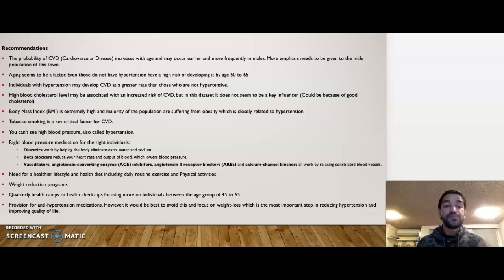And finally, provision for hypertension medication. However, instead of resorting to this kind of medical drugs, we'd rather focus on weight loss programs, which is more important and also helps in reducing hypertension and also improving the quality of life. So as you can see, there are so many meaningful insights that we can derive with the help of business and data analytics and BI.